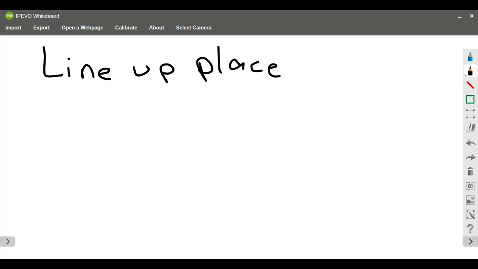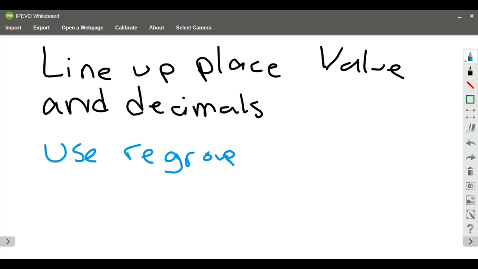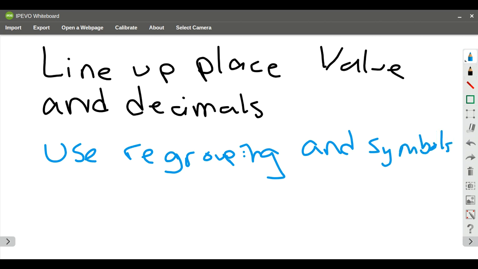So this is my difference: line up place value and decimals. My similarities are going to be that I use regrouping and symbols the same way. So I add the same way, I use regrouping the same way. The only thing that really is different is bringing down the decimal and making sure that my place value is lined up.